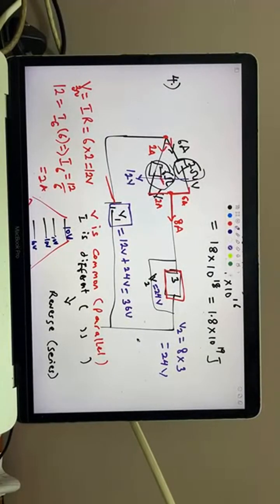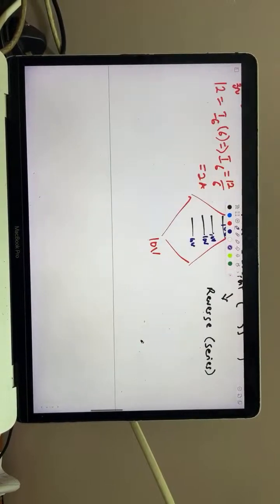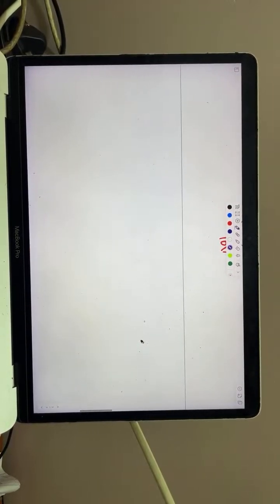The time is running. Okay, the next one says, in the nuclear reaction, that's question number 5. Question number 5 says that we have a nuclear reaction.